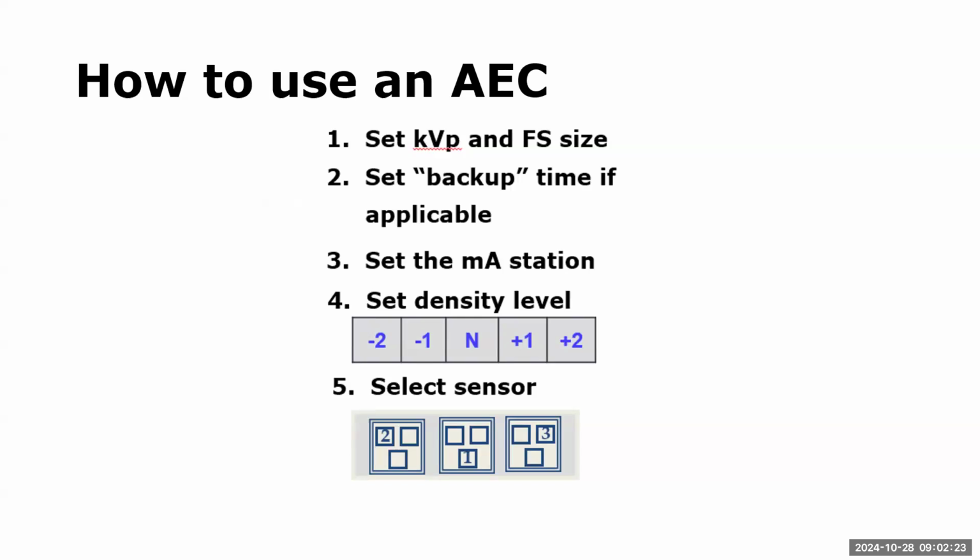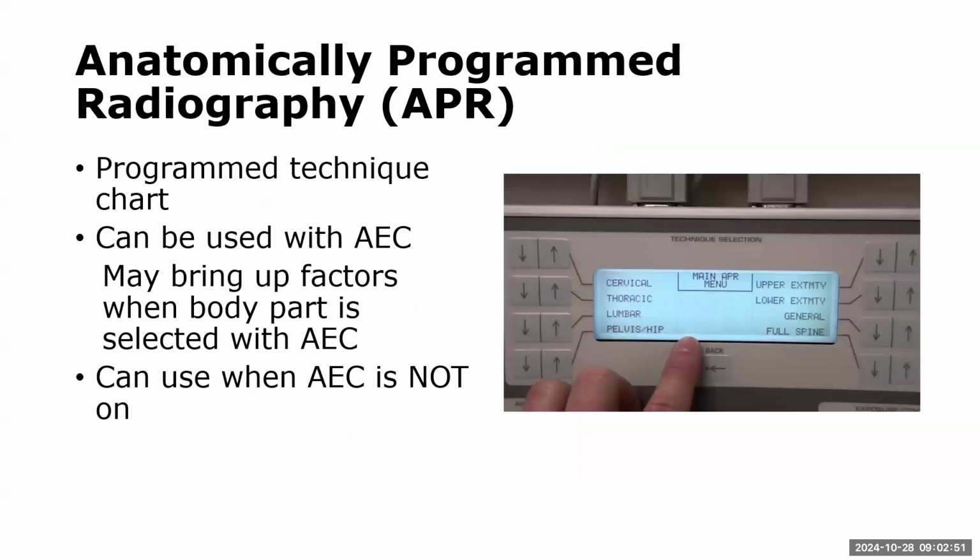So the things that you're going to have to know how to do to set the AEC: still set the KVP and the focal spot size. Set a backup time if applicable. Ours does not let us do that. Set the MA station if it will let you. Ours does not do that. And then set the appropriate density level, which ours does, and your sensors. So which sensors do you want to select for what body part? And we'll talk more about that today in the lab.